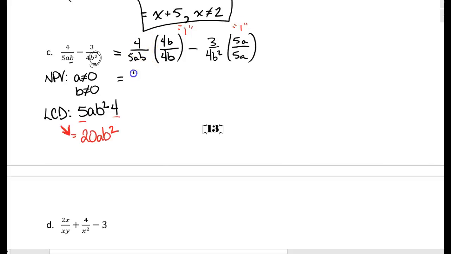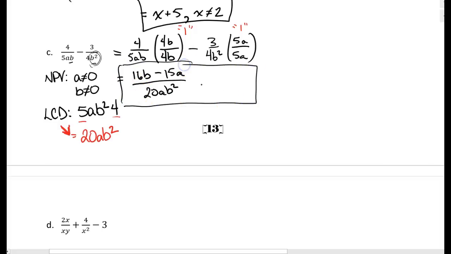So what 4 times 4 is, so we've got 16b minus 15a all divided by 20ab squared. And I actually have to stop there because there's nothing in common between my two terms in the numerator. And so my final answer would be this, where a and b cannot equal 0.